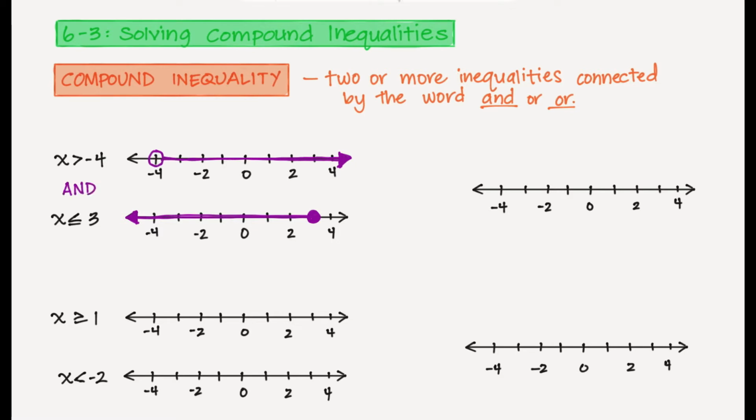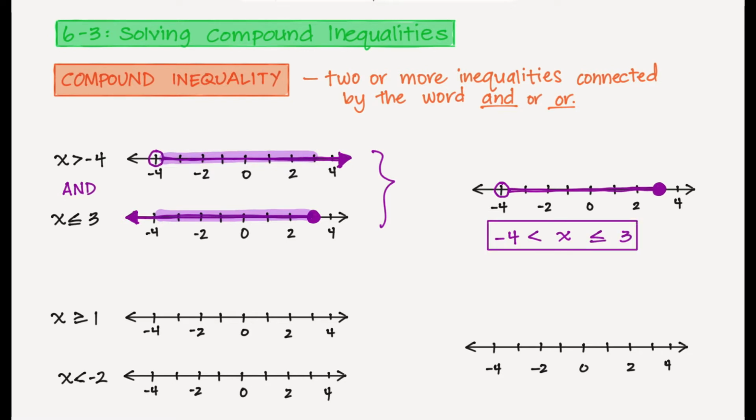If I was going to combine these with the word "and", I'm looking for just what do they have in common. And that's what we would graph all on one number line. So it would be the numbers between -4 and 3, where -4 would be an open circle, 3 would be a filled in circle, and I would write the inequality -4 is less than x is less than or equal to 3. Now let's do another one.